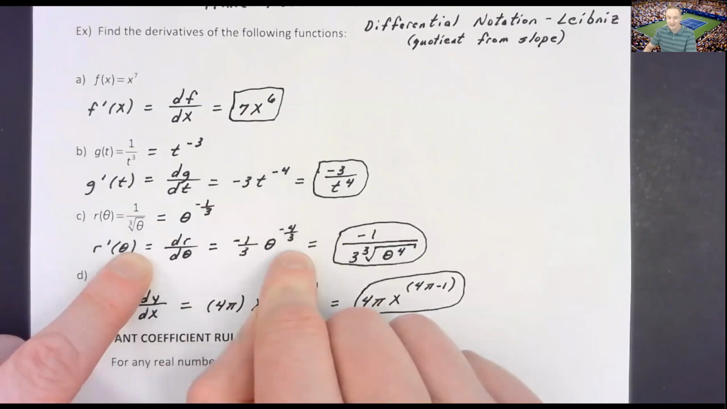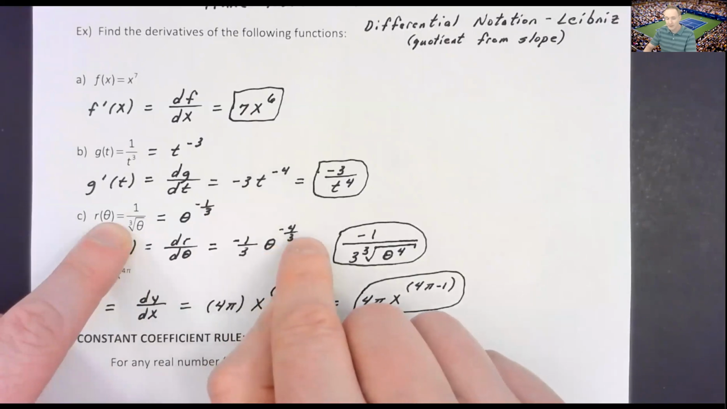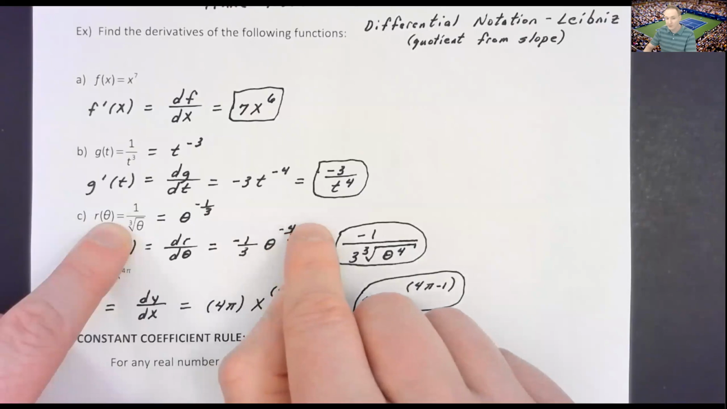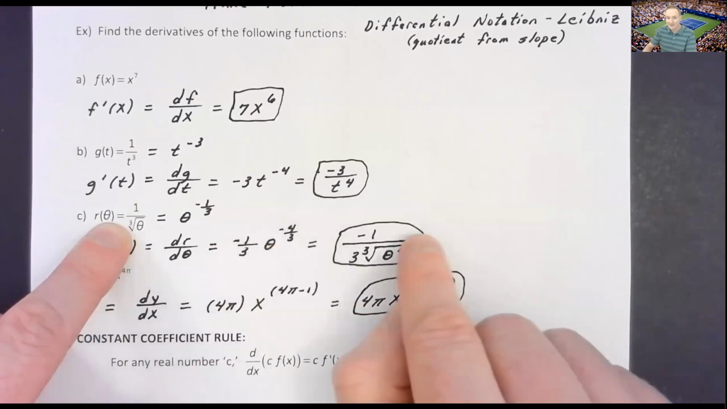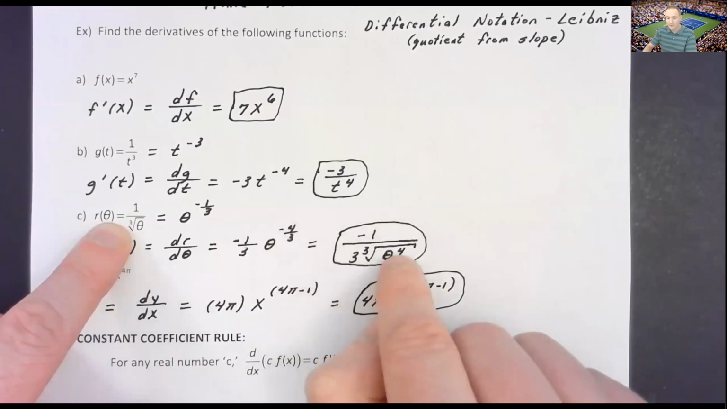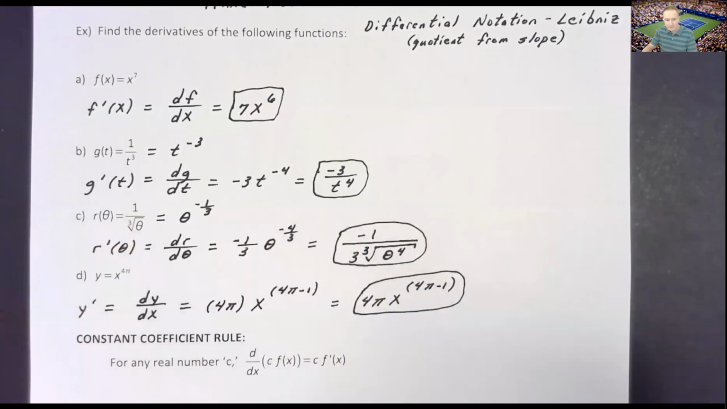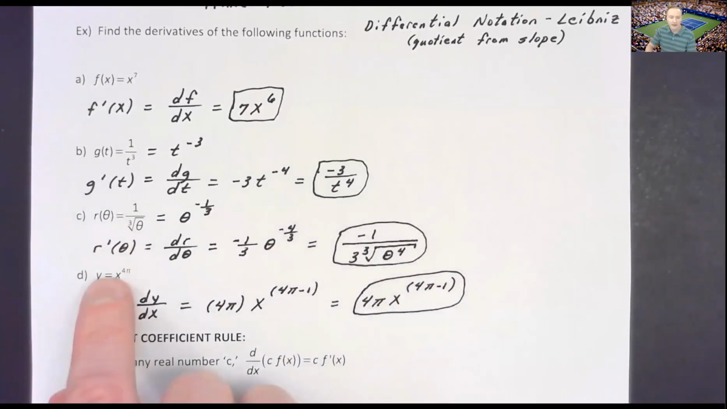Now I just need to clean up that answer. I need to put my final answer back in radical form. I need to understand that this theta belongs in the denominator, and it's going to be the cube root of theta to the 4th in that denominator. So I write my final answer as negative 1 over 3 times the cube root of theta to the 4th. Gorgeous problem there. Now, what about if you have something like this?